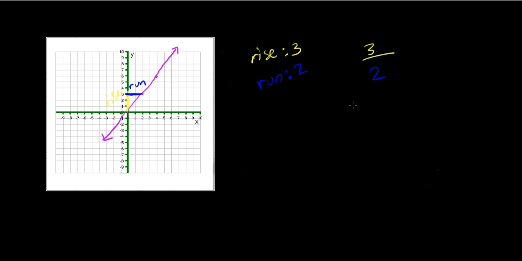Now we're going to look at another graph and find the slope of a line. Okay, so we're going to look at this line, and we're going to try to figure out the slope. We're going to go from the origin to the second point. So start at the origin and count the units up. 1, 2, 3. So our rise is 3.